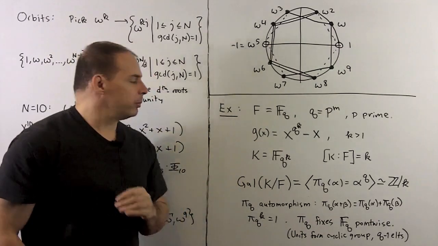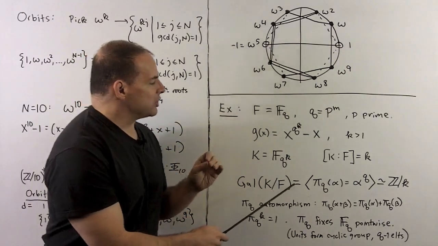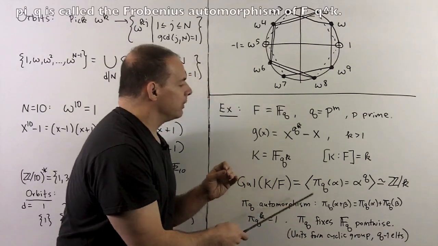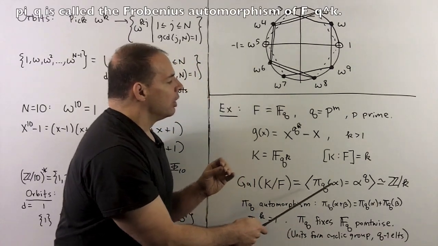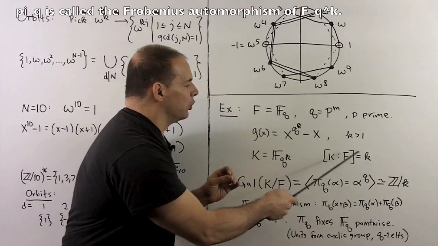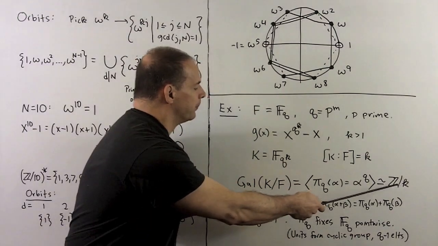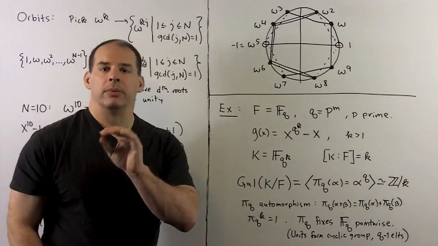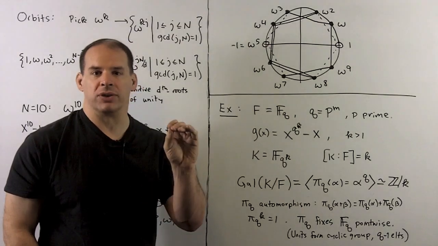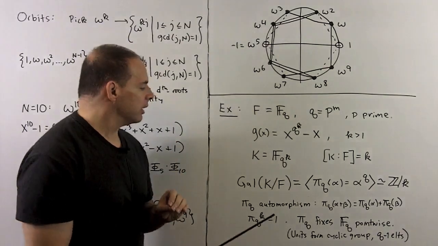For the Galois group of K over F, this is going to be generated by a single element, so I'll call it pi sub q, which is just raising elements to the qth power. So this is going to be a cyclic group with k elements. Now recall, we need to show this is an automorphism. We've noted this a few times.